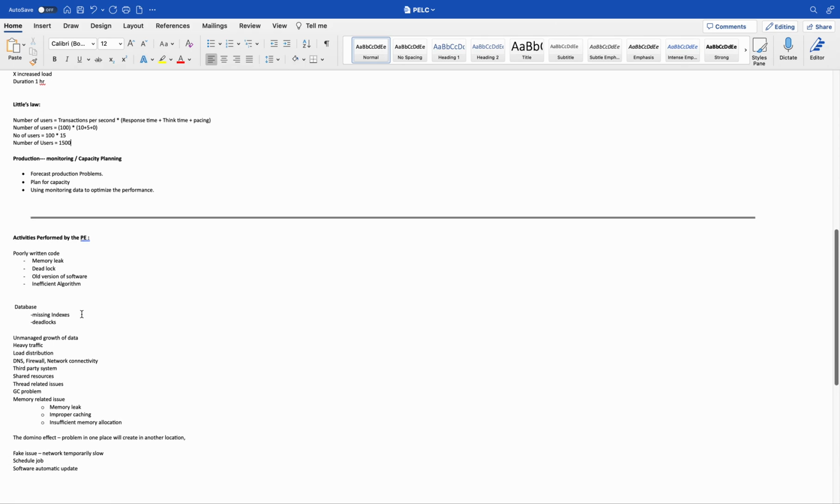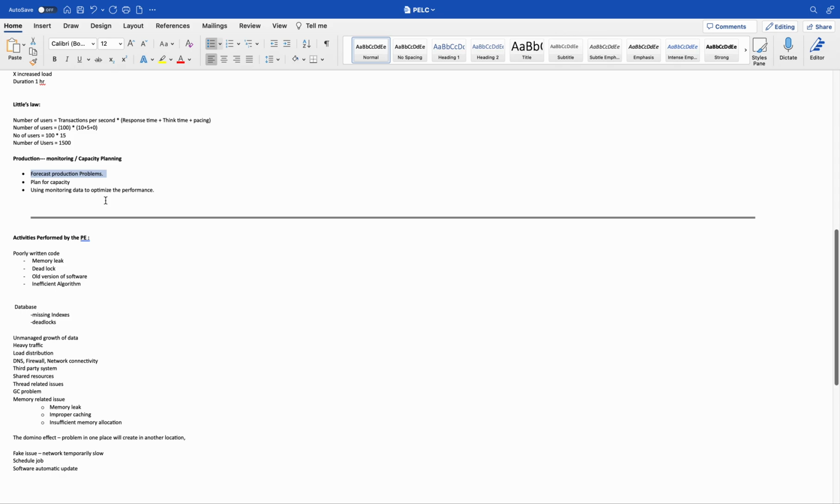Now next one is production monitoring and capacity planning. For that, let's say forecast production problem. What is the forecast of the production problem? It is the practice of predicting or anticipating an issue that may arise in the production environment. In performance engineering, forecasting production problems involves analyzing trends and patterns to make informed predictions about potential challenges that may impact the performance of the system.